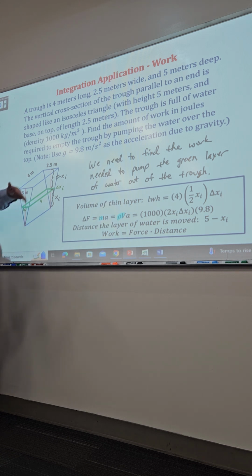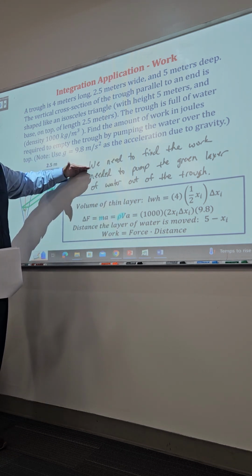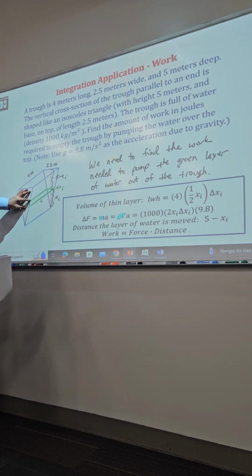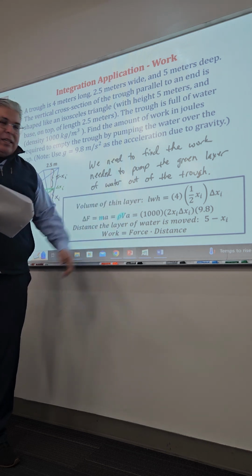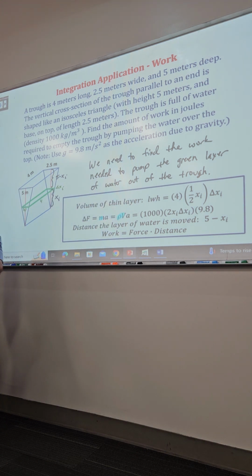So again, in short, what we need to do is find the work needed to pump the green layer of water, see the green layer of water, out from the top. Make sense? Now they did all this right here, but I'm going to show you where they get that. That's cheating. I'm going to go to the next slide here. But let me show you what these measurements are doing. Right now we know that the height of the trough is 5 meters. This layer of water from the bottom to that green layer is some distance xi. We don't know what that is.